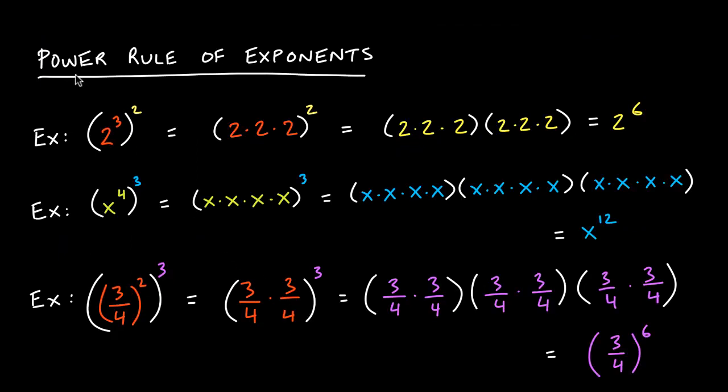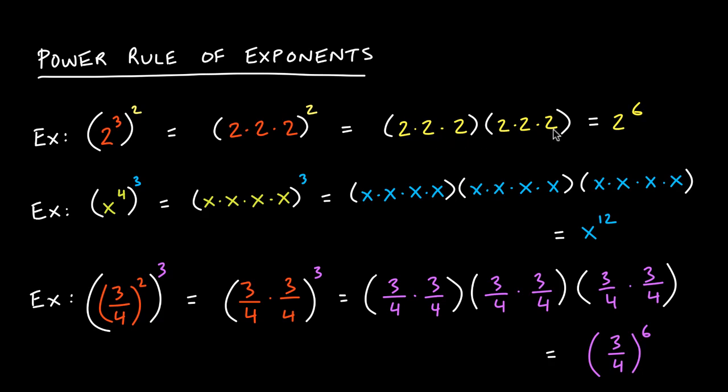The third rule for exponents is the power rule of exponents. This applies whenever you have a power raised to another power. So if you have 2 to the third, the whole quantity squared. Well, 2 to the third really means 2 times 2 times 2. And whenever I square something, that means whatever this quantity is that I'm squaring, I want us to multiply it by itself. So instead of writing 2 times 2 times 2 squared, what I could write is 2 times 2 times 2, which is right here, and then multiply it by itself.